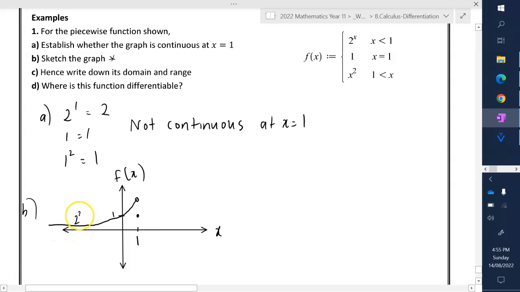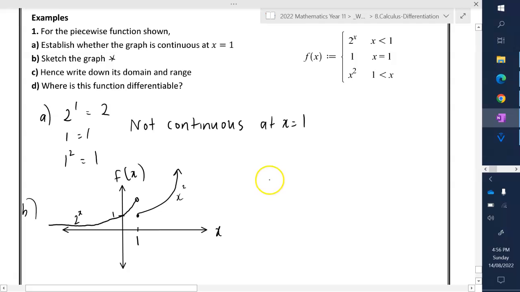If you forget what your exponentials look like, you can always pop points in. When x is 0, 2 to the 0, I get 1. And remember that it's decreasing all the way along there. So you can already see now that we can re-answer our part A, determine whether the graph is continuous at x equals 1. Well, there's that little gap in there. Let's have a look at the last part. When x is greater than 1, we've got x squared. So it's going to be a parabola, basically, after that bit. And that's our x squared. That is our piecewise graph for part B.